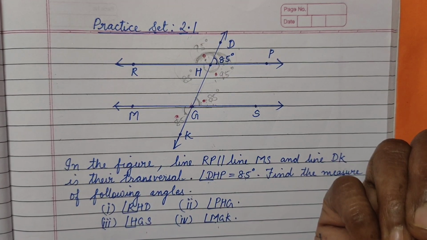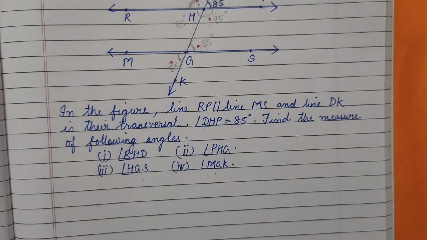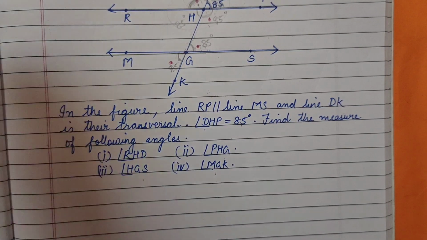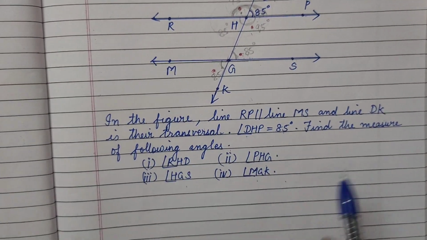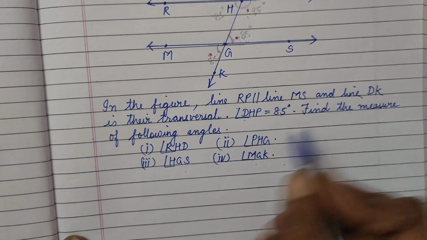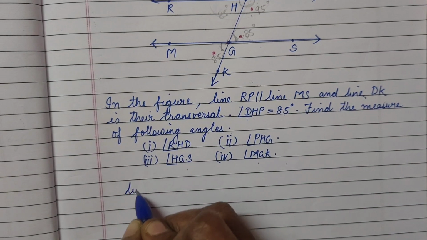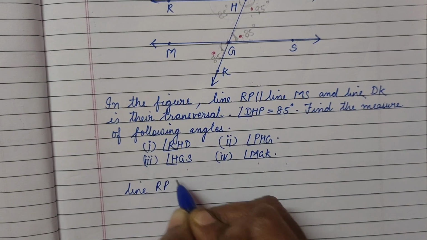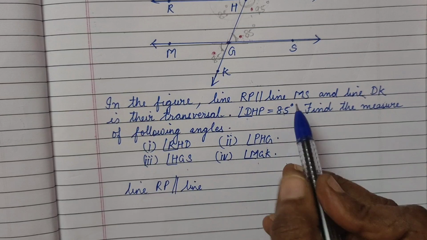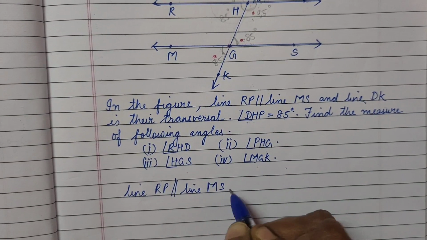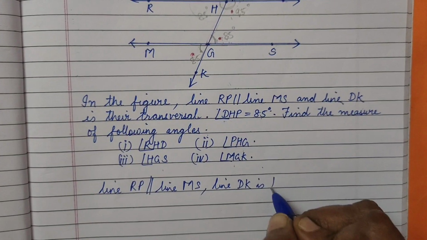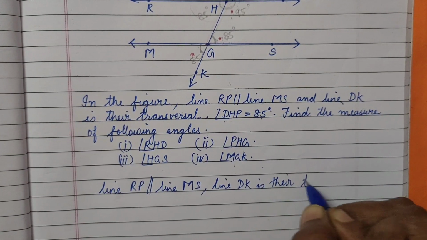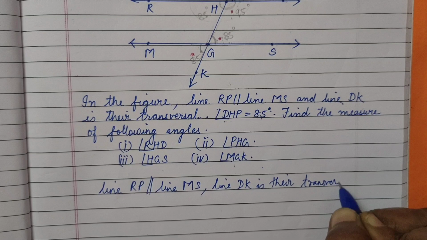So we have found everything, but we need to present it. Okay, I'm going to show how this should be written. Let's start the sum. First, this is the question part, we always have to start writing with the parallel lines and the transversal. Line RP is parallel to line MS. You can copy from the question also if you want. And line DK is the transversal. Once you have written this, we will start writing with the vertically opposite angles here.